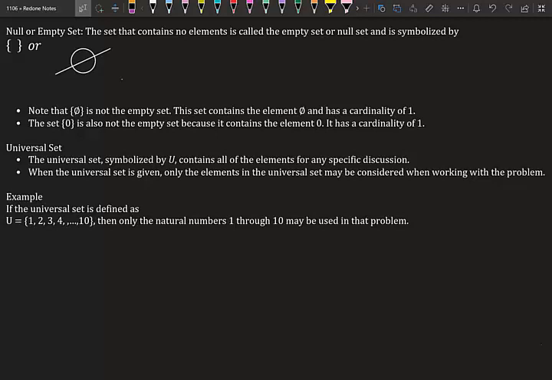When the universal set is given, only the elements in the universal set may be considered when working with the problem. So if I ask the class what's your favorite color, I can only go off of your answers because that's the universal set. If the universal set is defined as 1, 2, 3, 4, up to 10, that means you can only work with natural numbers 1 through 10. So if this was the universal set, I can only work with all of those natural numbers 1 through 10 in the question that it's asking me.